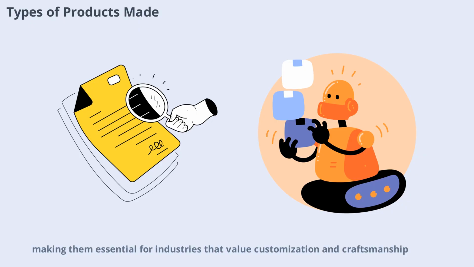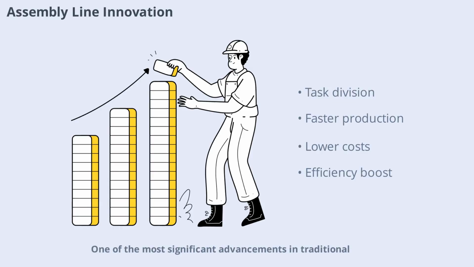One of the most significant advancements in traditional manufacturing was the introduction of the assembly line. This system divides production into a series of tasks, with each worker responsible for a specific step. The assembly line greatly increased efficiency, allowing factories to produce large quantities of goods quickly and at lower costs. This innovation remains a cornerstone of traditional manufacturing today.